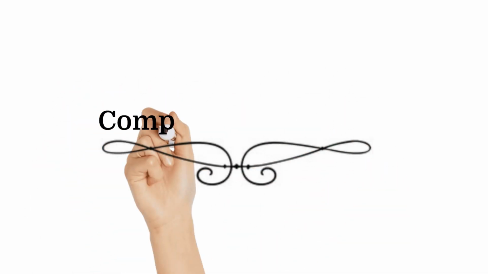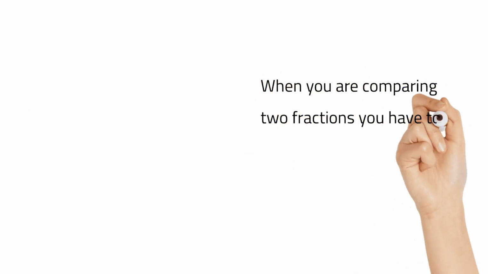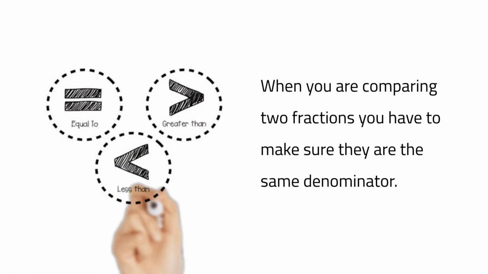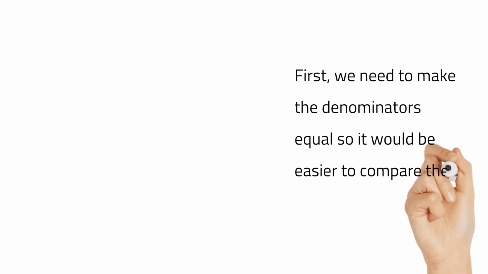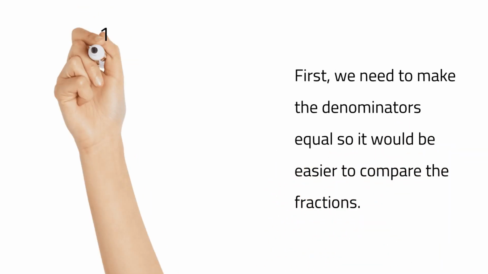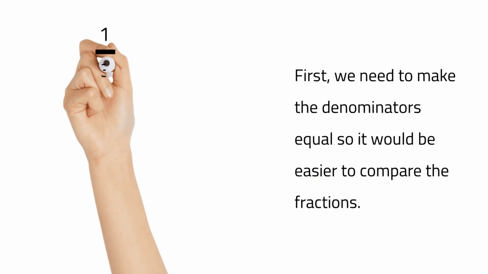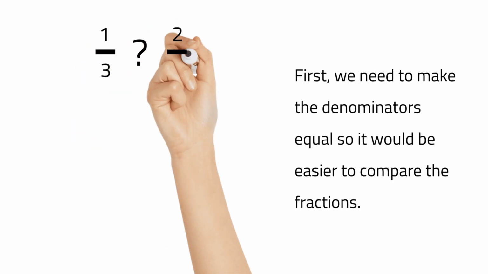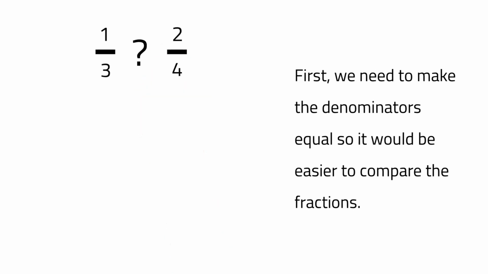Today we'll be talking about comparing fractions. When you are comparing two fractions, you have to make sure they are the same denominator. First, we need to make the denominators equal so it'd be easier to compare the fractions. In our example, we'll be comparing 1/3 and 2/4. We have to find the LCM, which is the same denominator.